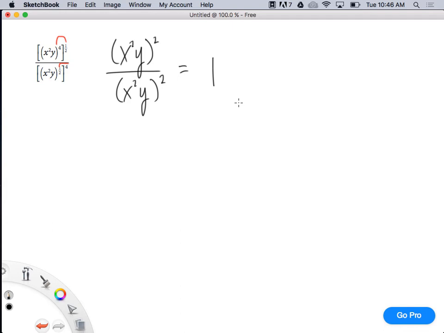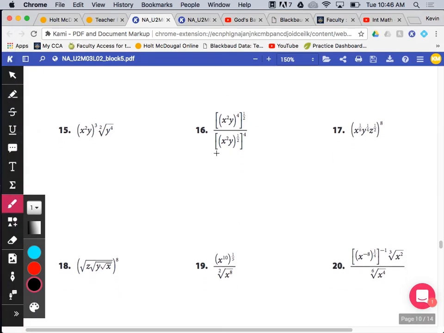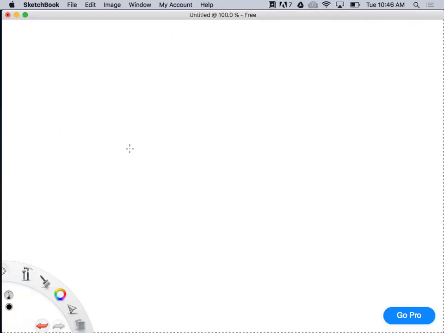Okay, math. All right, let's move forward. You see how crazy that looked and how simple it actually was? Okay, look, this is an easy one. Let's just do it quickly.